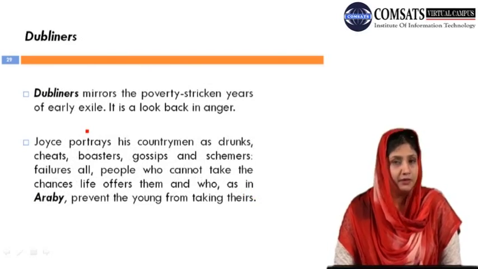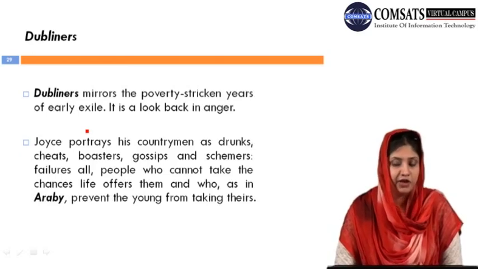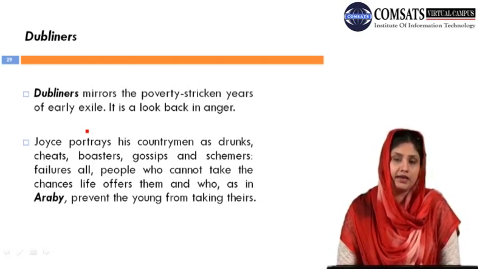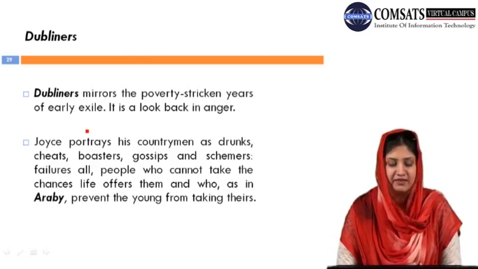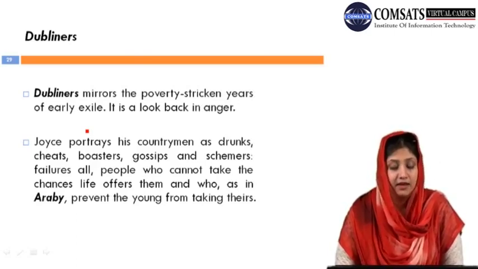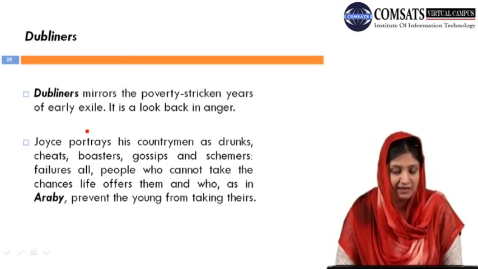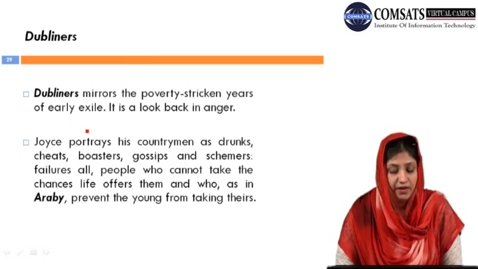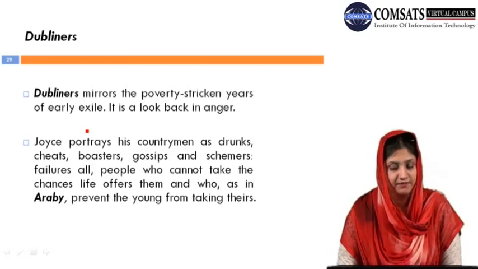Now, another writing of James Joyce, Dubliners, mirrors the poverty-stricken years of early exile of Joyce's life. It is a look back in anger. Joyce portrays his countrymen as drunks, cheats, gossips and schemers, failures all, people who cannot take the chances life offers, and who, as in Araby, prevent the young from taking theirs.